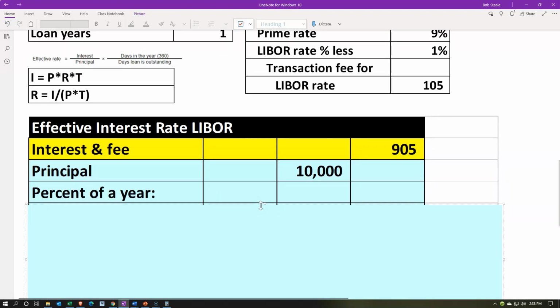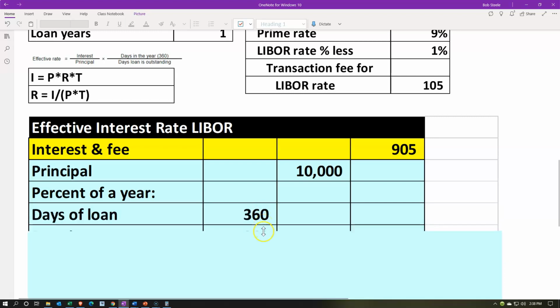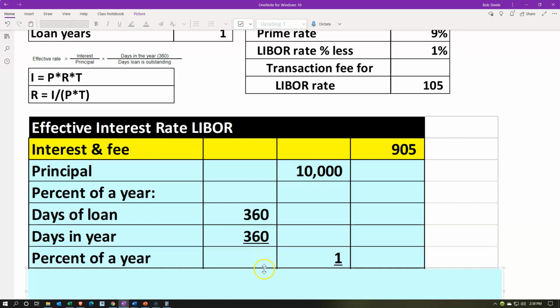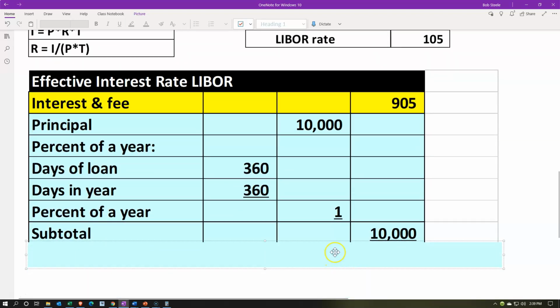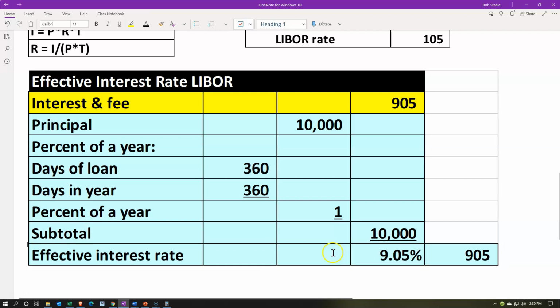Straightforward. The percent of the year is going to be time, which is going to be easy this time because it's a full year. So the days of the loan are 360 days of the year, assuming even 30-day chunks. 30 times 12 days in a year are going to be 360. Dividing that out, we're going to get 1. 360 divided by 360 is 1. So now we've got P and T, 10,000 and 1, to give us the denominator of 10,000. So now we've got I, interest, which is interest and the fee, divided by P times T, or 10,000, is once again going to give us that 9.05.